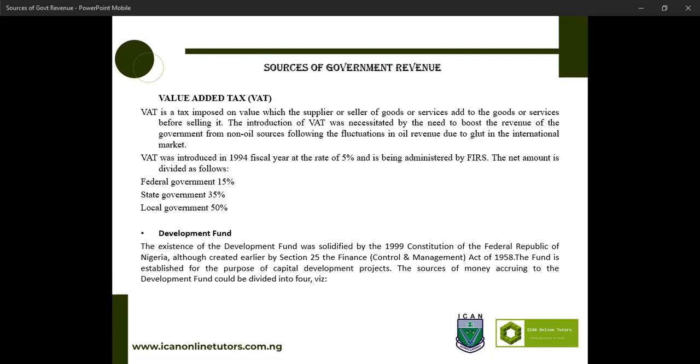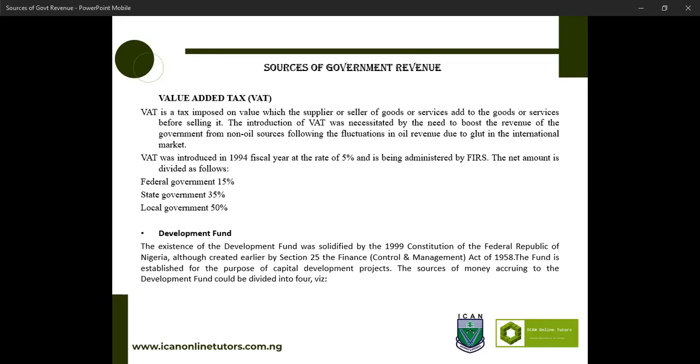And on this VAT, some states were having discrepancies as regards the VAT collection. Looking at the derivation, most of these VATs were being derived individually by state government. And looking at the rate at which these VATs were being generated by each state to the FIRS, the share to the state government, we're now looking into that the state government is supposed to have the highest share of the value added tax.